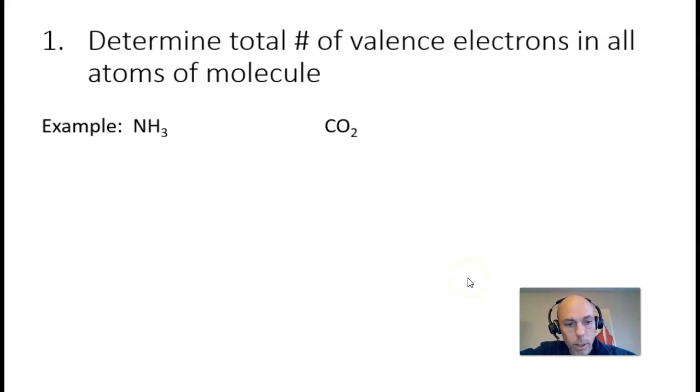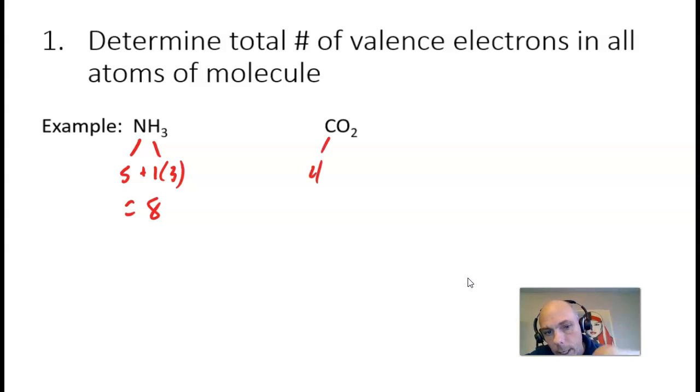So let's write those numbers in to keep track. Nitrogen, we said, had 5. Hydrogen has 1, but there's 3 hydrogens. So each hydrogen contributing 1 valence electron means there'll be 3 from the 3 together. And 5 plus 3 is 8. Ammonia, or NH3, has 8 valence electrons available to build the Lewis structure from.